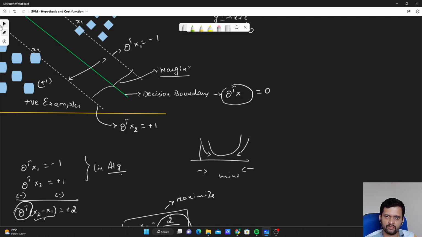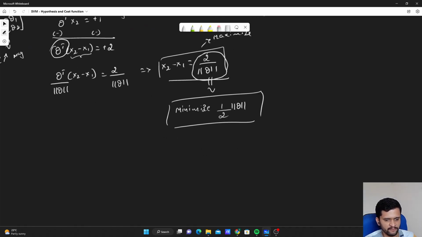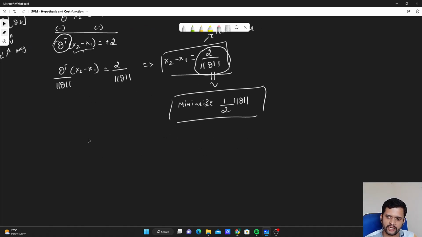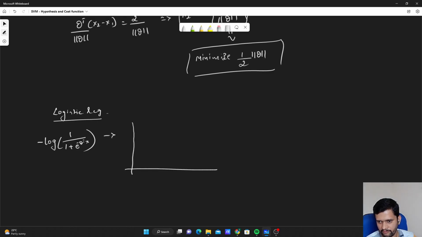Okay, so now we will see how we represent the cost function of support vector machine. In order to understand that, let's go back to logistic regression. So we have two separate cost functions, right? If y is 1 belonging to the positive class, and y belonging to the negative class, right? If y belongs to the positive class, the cost function is given by minus log of 1 by 1 plus e power minus theta transpose x, correct? And this, in a graphical way, is represented like this, correct?